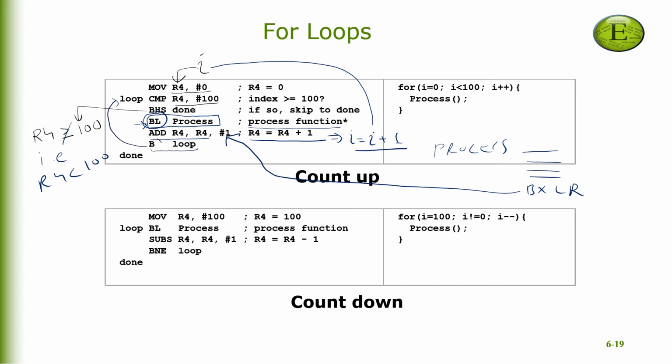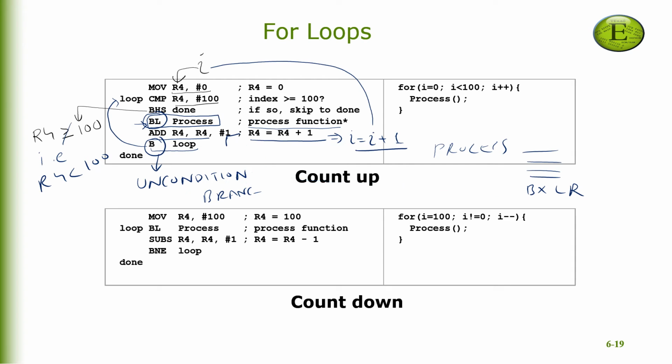Once again, this simple B is unconditional branch. It is important to understand the synergetic integration of conditional and unconditional branches. So this is again unconditional branch B. This is how you implement a count up for loop.